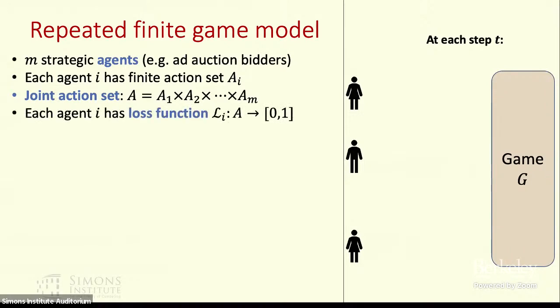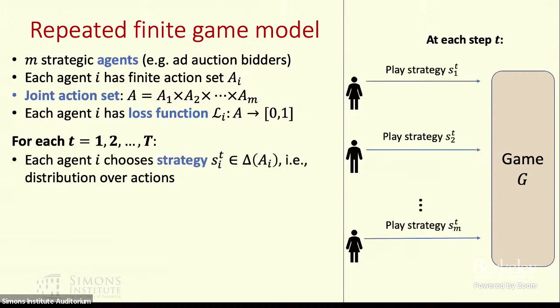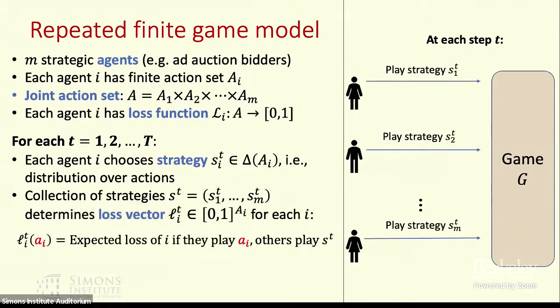And each agent i has a loss function, which is a mapping from the joint action set to a real number between 0 and 1, giving agent i's loss if all agents play according to some given joint action profile. So here's the setting we consider. For each time step t, each agent i chooses a strategy s_i^t, which is a distribution over their actions. But think of this as a vector lying in the simplex, distributions over A_i.